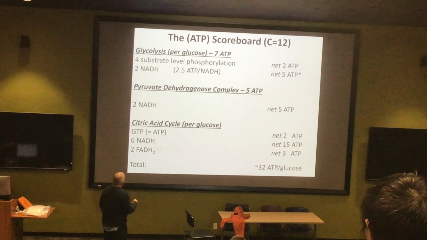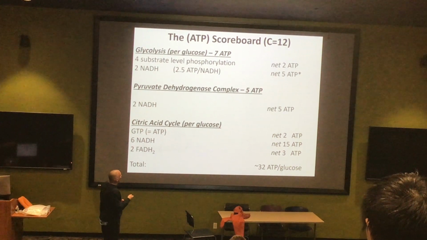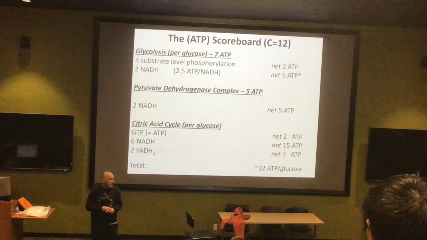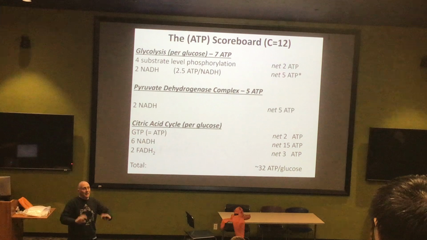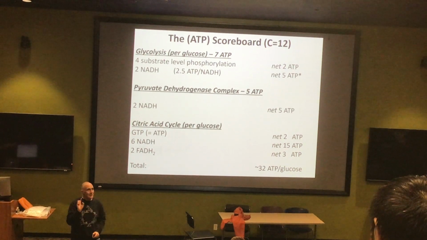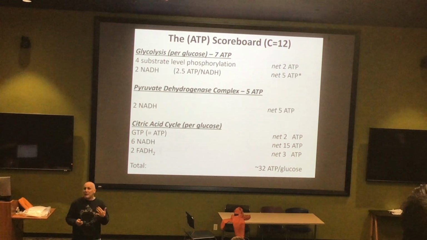I believe if you then bring in those 4 ATPs that we shuttled out of glycolysis, you come up with exactly 32 ATP per glucose. Challenge me if I'm wrong, people. I'm perfectly happy to be, but that's as good as the math as I can possibly do in my head. That's where you come up with this.